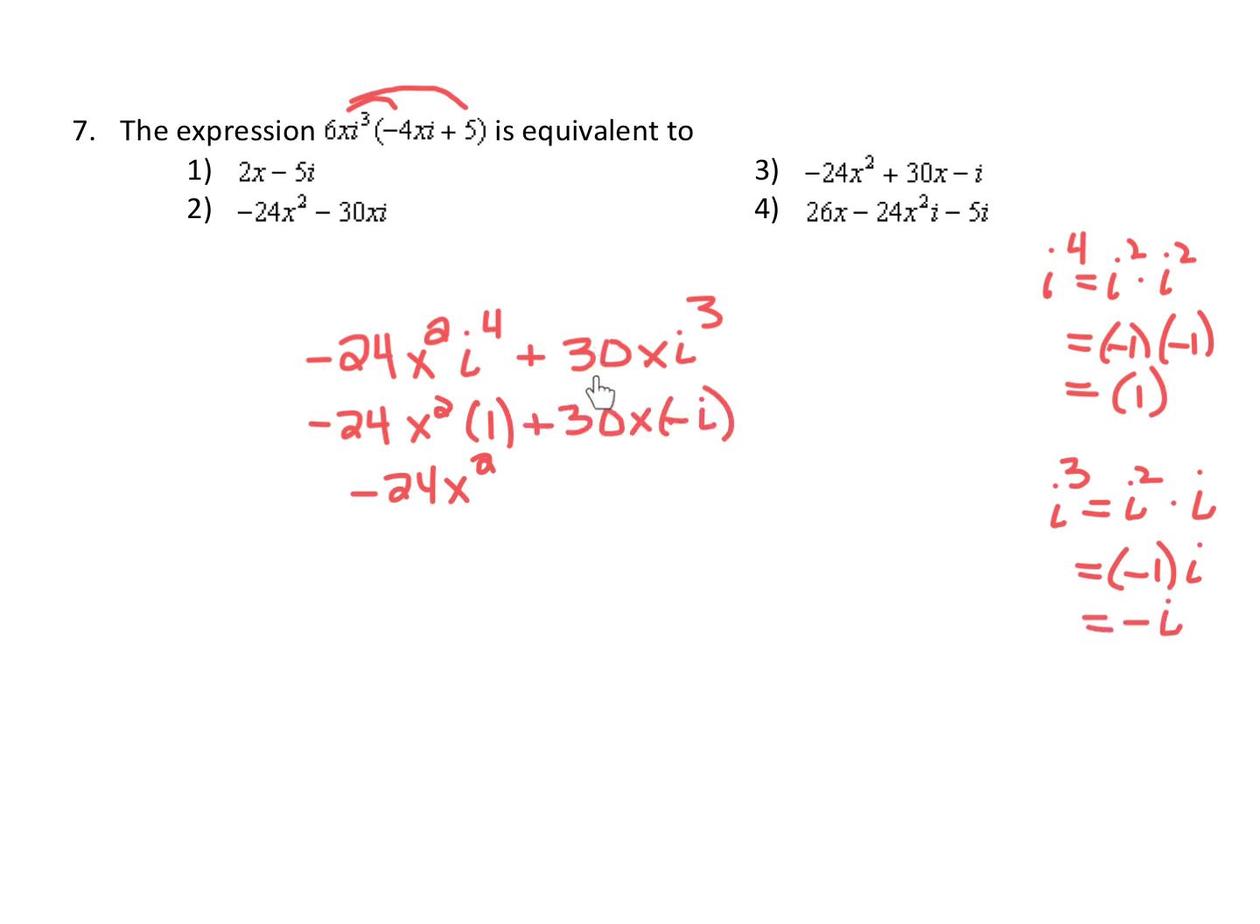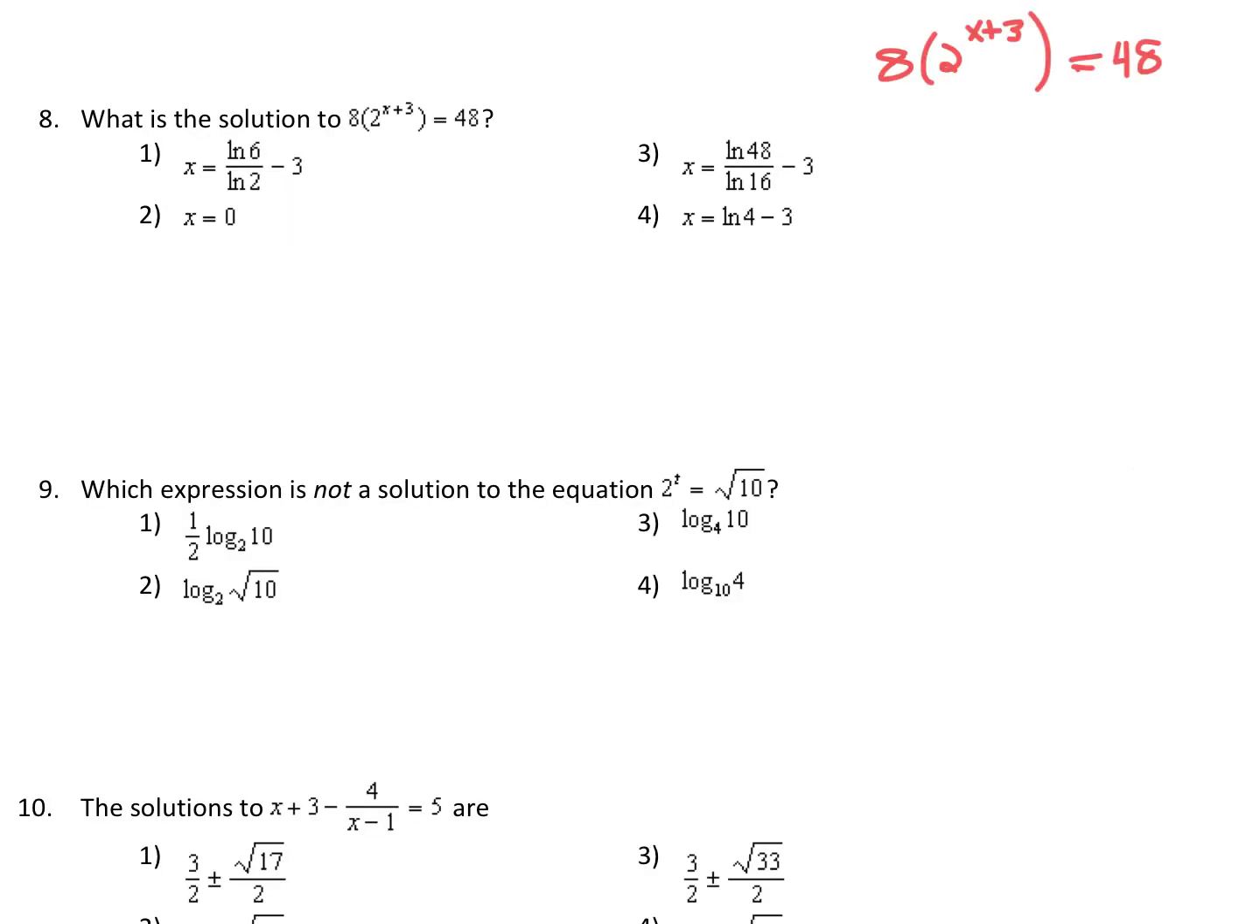So that leaves us with 30x times negative 1, times negative i. And basically, wouldn't this just leave us with a positive times a negative is a negative? So wouldn't that just leave us with negative 30xi? All right, so if we look right here, choice 2 is our answer. That matches up. Okay, number 8, they want to know what is the solution to this equation.